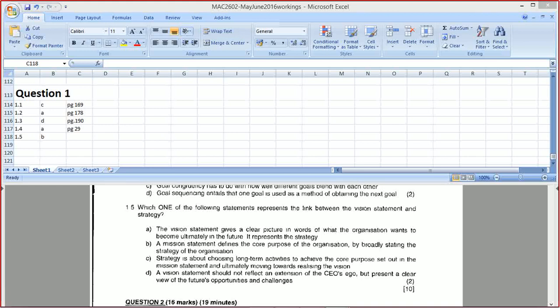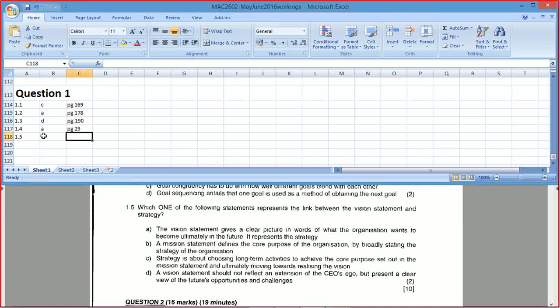Okay, the vision is like the big thing. It's like the values, like what you want to achieve long term. The strategy is how you're going to get there. Mission statement would link the two. Yeah, so I like B.